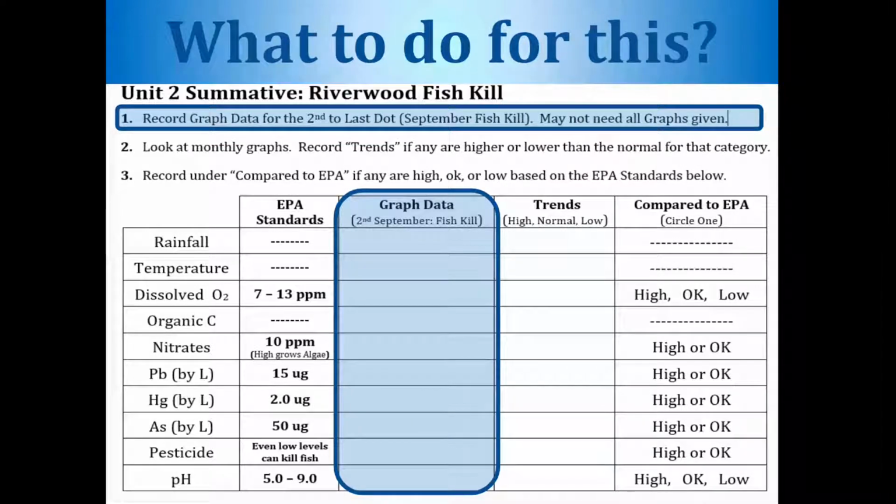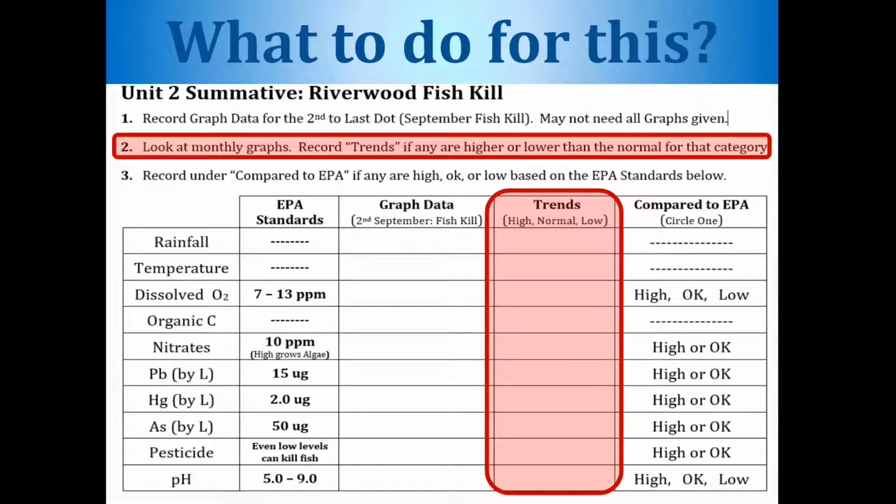The month September appears twice, so the September of the year before and the September of the fish kill, which is the second one. You need to write down with units all the graph data that is there. You can either read that off of the graph or you can read that off of the table if you were given a table to read, either or. Whether the graph or the table, you record that data. First thing you need to do.